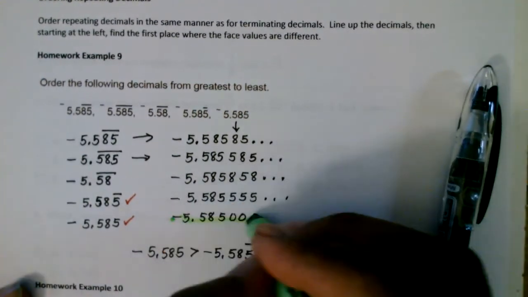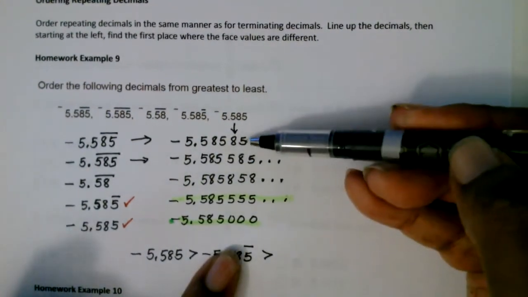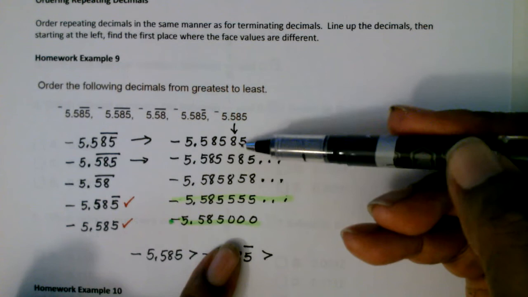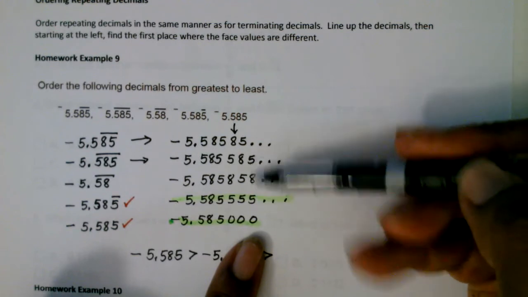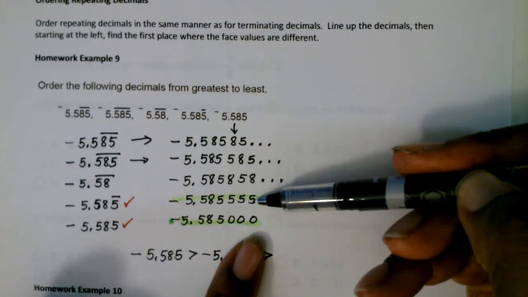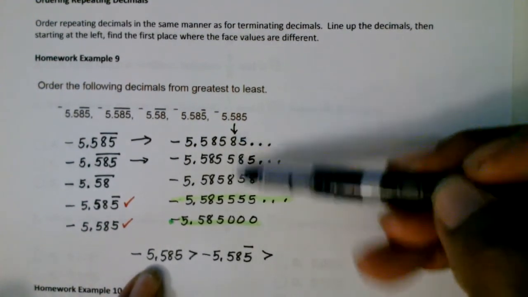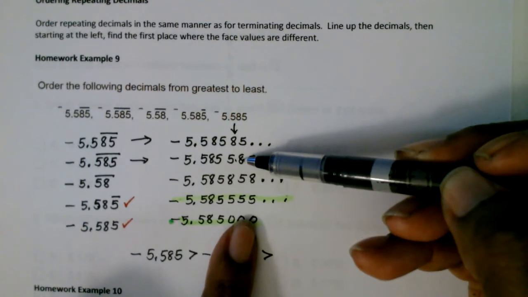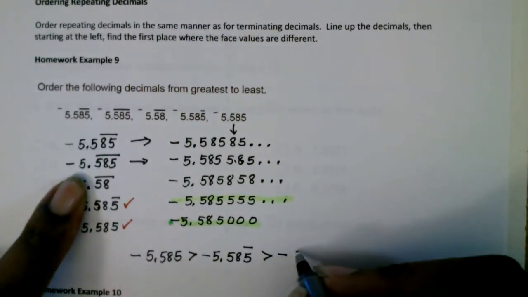By the way, I did look at this number and this number, so I'm just highlighting those. Okay, I need to look at this right here. Let me start over, because that's the smallest. So I just need to look at these 2 numbers here. This has to be next: -5.585, where the 5, 8, and 5 repeat. So it's going to be the next largest.